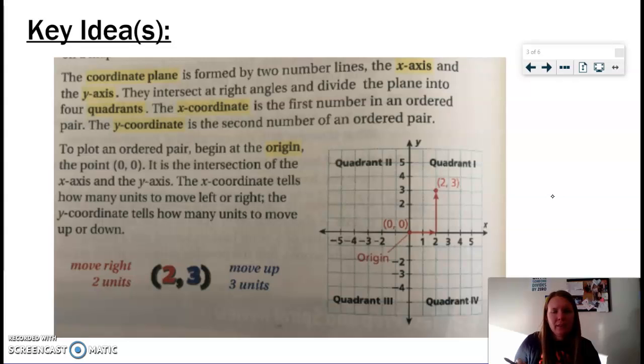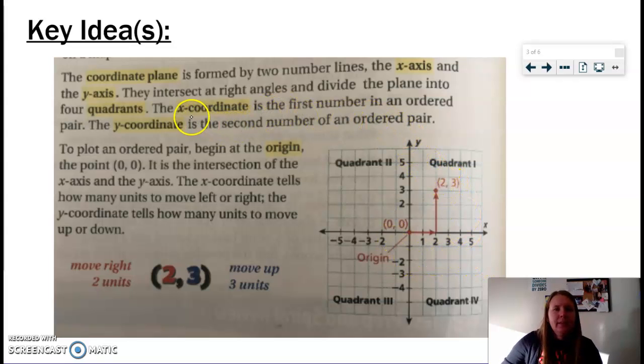So these key ideas, there's a lot of different things in here, so I'll stop and pause on a few things. But it says the coordinate plane is formed when two lines, the x-axis and the y-axis, intersect at right angles and divide the plane into four quadrants. So we've got an x-axis, we've got a y-axis. Those are the two main lines on there. You can see them shown on this grid. Here's my x. Here's the y, and it creates four different quadrants.